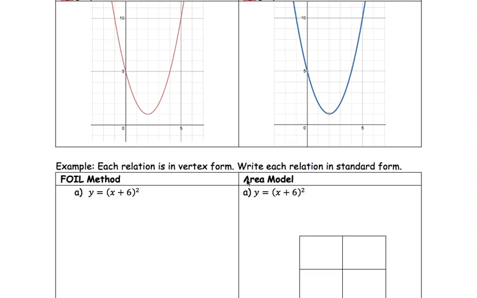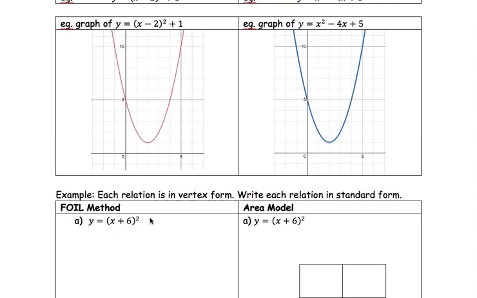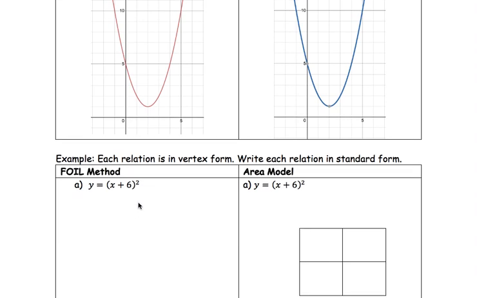I'm going to start with the FOIL method, and then we'll move to the area model. So you're going to start with a quadratic where it's in vertex form. I know this one looks slightly different, but it has the brackets and it's squared. And we're going to have to get to the standard form. So let's start with the FOIL method first.